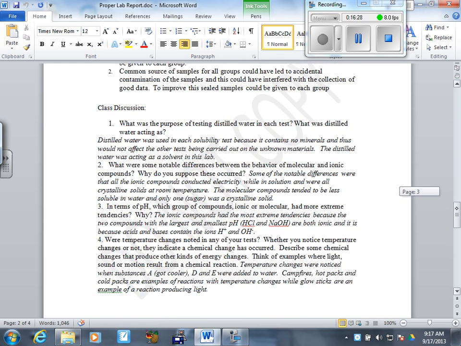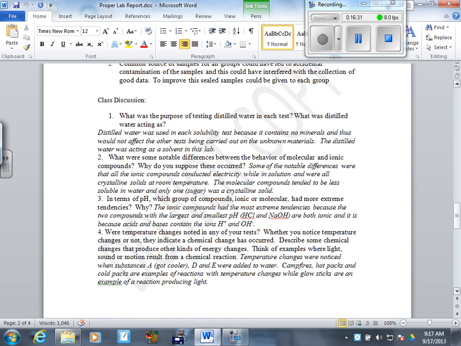This sometimes ends up in multiple choice questions on the unit exam, things like that. So first class discussion question: what was the purpose of testing distilled water? What was it acting as? Why did we use it? We used it as a solvent, and because it never gives a conductivity reading. It was essentially a control, so we didn't have to worry about it interfering with any of the other tests.